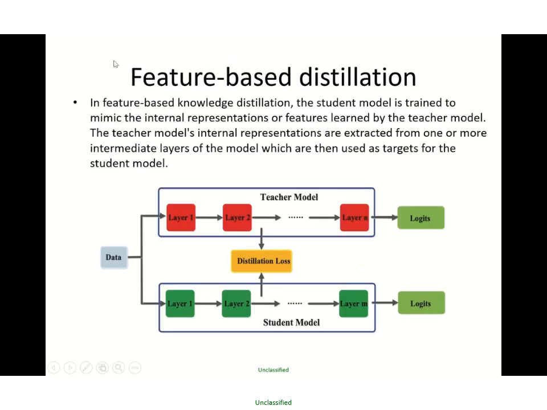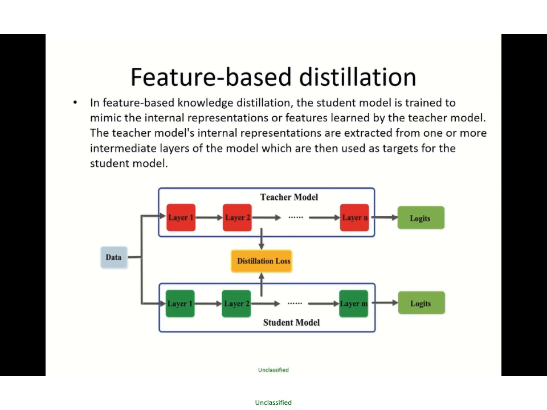The next type is feature-based distillation. In feature-based distillation, a student model is trained to mimic the internal representations of features learned by the teacher model. The teacher model's internal representations are extracted from one or more intermediate layers of the model, which are then used as targets for the student model.